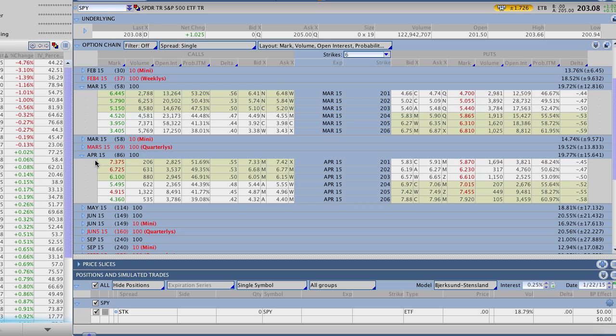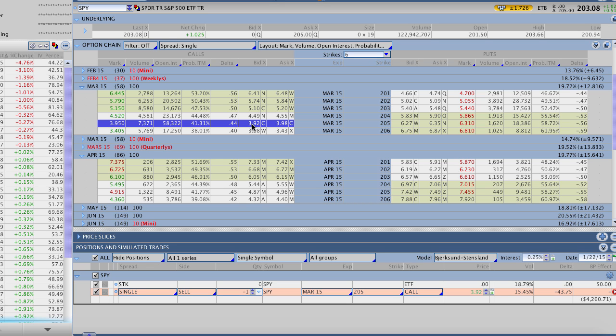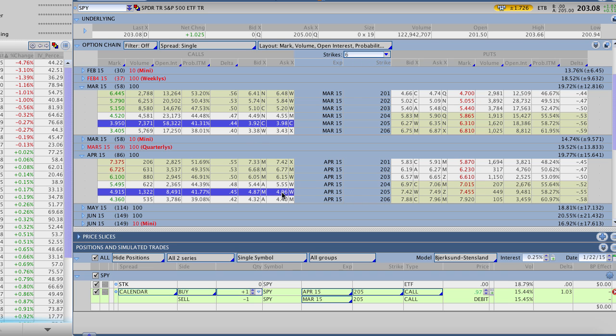Now in this case, what we want to do is start by selecting a strike price that's just a couple strikes out of the money. In this case, we'll go with the 205 strikes in both months. So we're going to target the 205 calls in both months. Now what we're going to do is first sell that front month contract. So we're going to go up here to the option chain and just click on the bid to sell that front month option at 205. At the exact same time, we're also going to buy the 205 call for April.